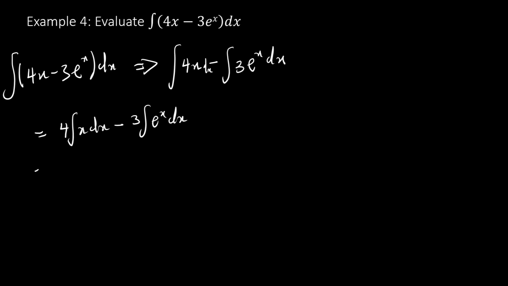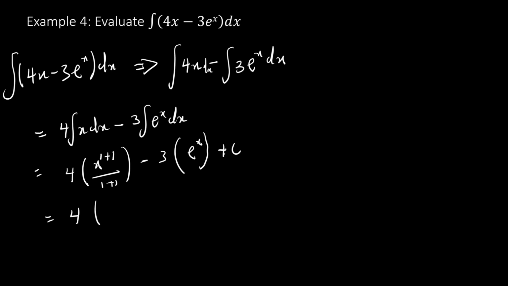Now, for the first part, we have 4 into bracket. So what's the integral of x dx? Assume we are multiplying x by x. So we have x to the power of 1 plus 1 over 1 plus 1, minus 3. The integral of e to the power of x is the same as e to the power of x. It's just like a divine answer, so you can check out how to do that from our tutorials. Plus c. And then we have 4 into bracket x to the power of 2 over 2 minus 3 e to the power of x plus c. And this equals 2 x to the power of 2 minus 3 e to the power of x plus c.